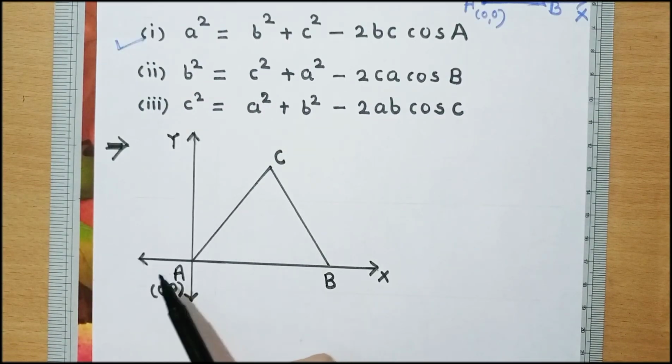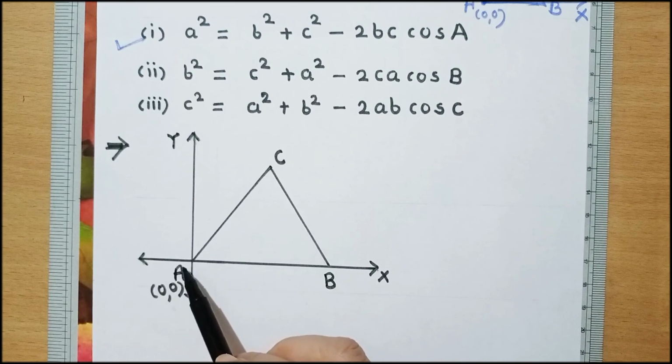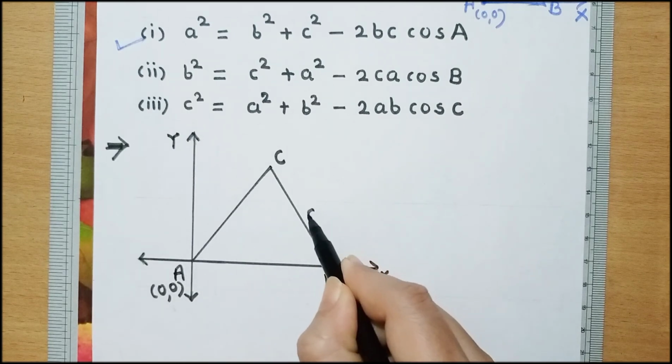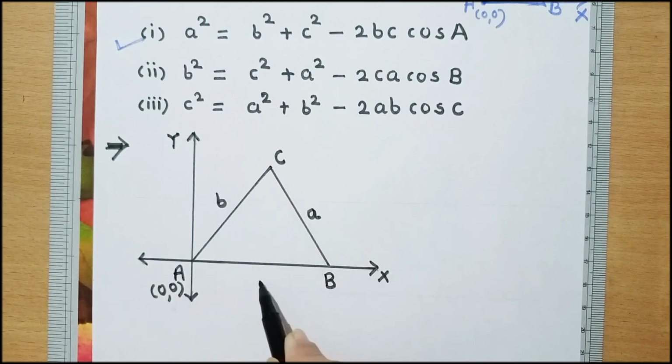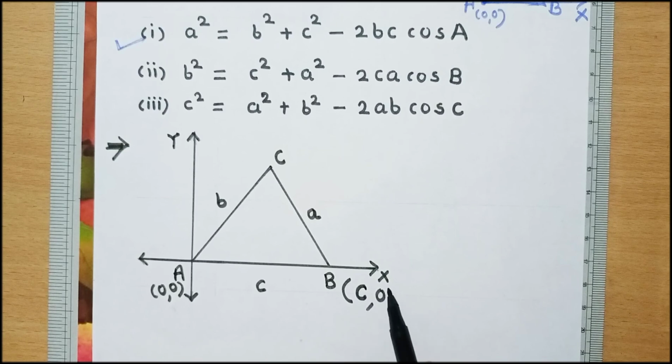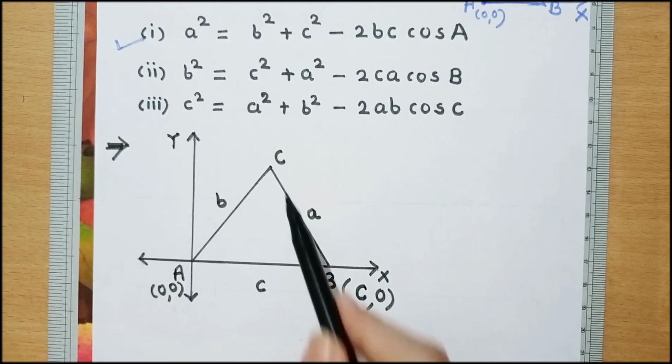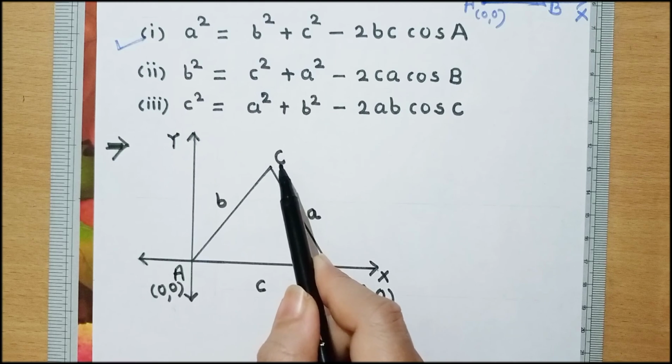Now look at this diagram. A is at origin, and also we know that the side opposite to this angle A is small a. Again opposite to B is small b, opposite to C small c. Now check again, this length is c, so the coordinates of B are, x coordinate is c and y coordinate is 0. Now we have to find out the coordinates of C.